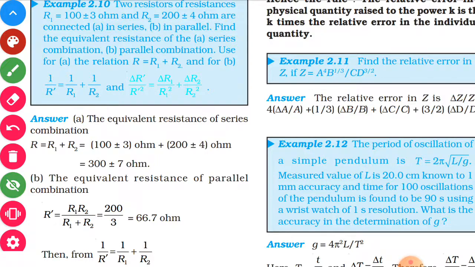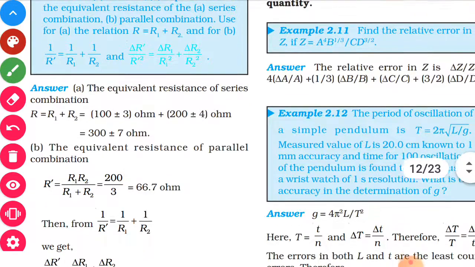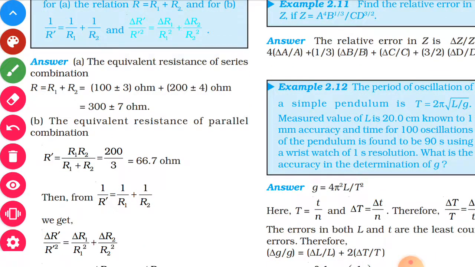Okay, here also this is delta R prime square upon R prime square is equal to delta R1 upon R1 square plus delta R2 upon R2 square. These are the things which are given to us. Now see, for series combination, as you know, addition will be there, so you just have to add these two values. Their errors are also added. So we will have 100 plus 200, so it becomes 300, and 3 plus 4, you add these two, so it becomes 7. Okay, so 300 plus or minus 7.